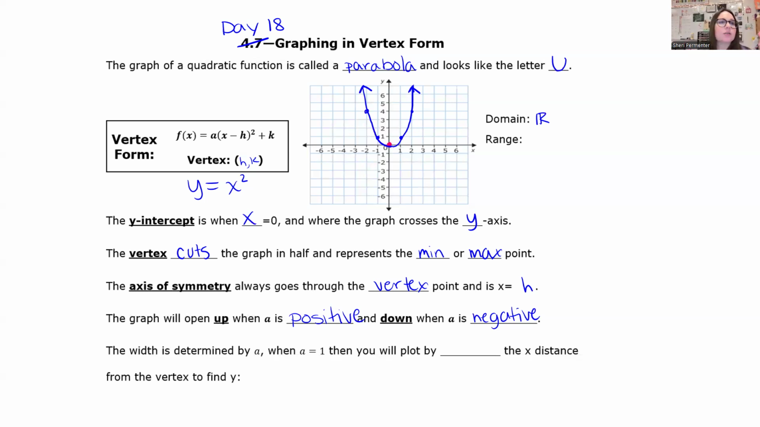And the width, so this is the very bottom. The width is determined by A. It's the number in front of the parentheses. And when A is equal to 1, you're going to plot by squaring the x distance. That's how we plotted the parent function. Even if it's not 1, you're going to plot it by squaring the x distances. That's how we're going to do it.